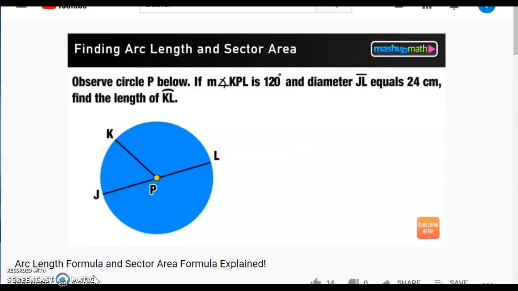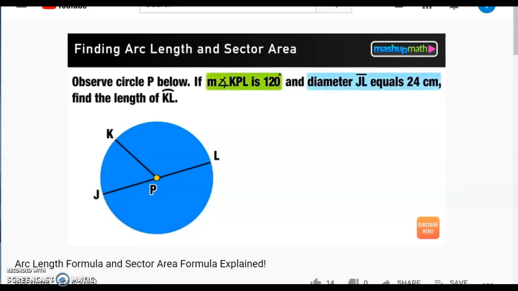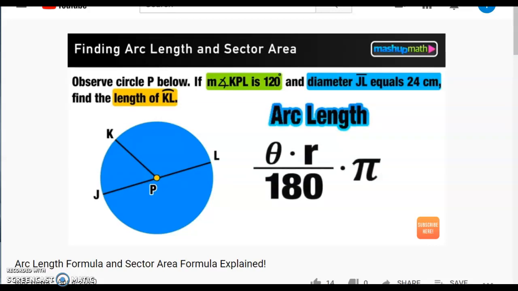So let's go ahead and jump into our first example here. We have circle P shown below, and we know that the measure of angle KPL is 120 degrees. The diameter JL equals 24 centimeters long, and we want to find the length of arc KL. Now here's why you're going to use the arc length formula to answer this question. We want to find the length of KL, so we want to find that curved distance on the outside, not the area of the inside.